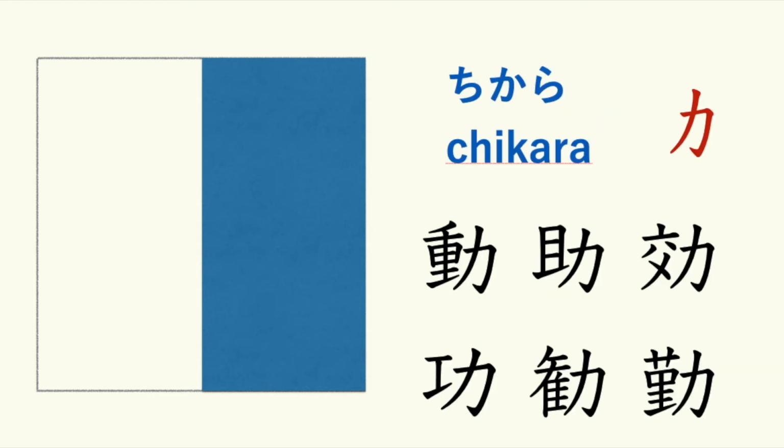The second one is called tsukuri, which is the right part of the character. The example is chikara, power. So these characters have something to do with power, to move, to work, or to help.